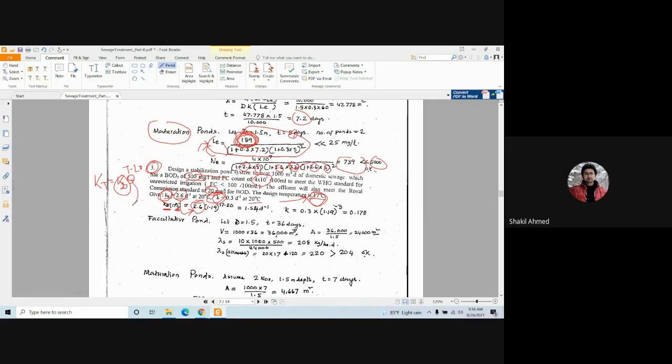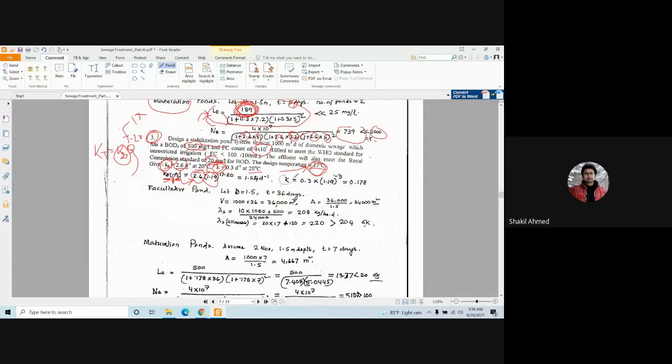Theta value is given, for example, 1.19. Theta value is 1.19. To the power, what is the value of T, guys? 17. So T equals 17 here. Minus 20. Clear? Yes, sir. Okay, so you got the value of Kb at 17 degrees Celsius. Similarly, you need to calculate the value of K at 17 degree Celsius, which is 0.718. Done.